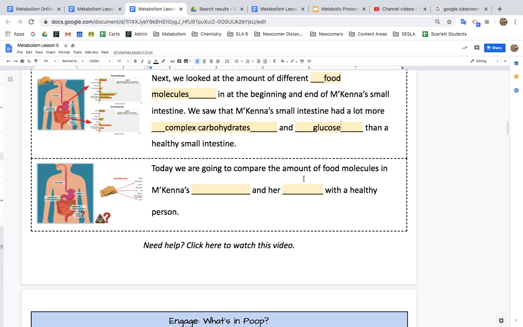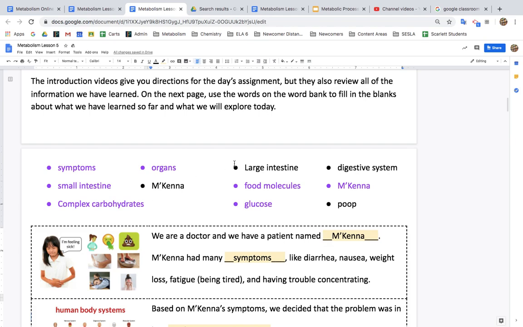Today, we're going to compare the amount of food in McKenna's blank and blank. Look at the words that we haven't used yet. What are the two things that we're going, oops, we already used digestive system. What are the two things that we're going to compare?